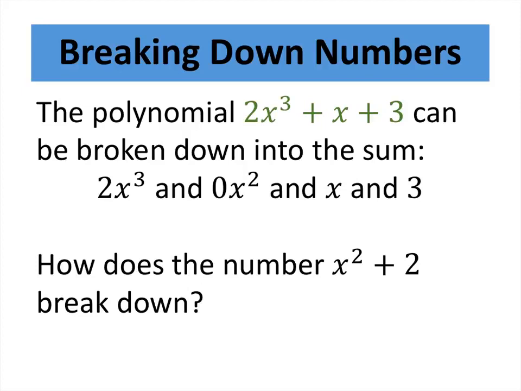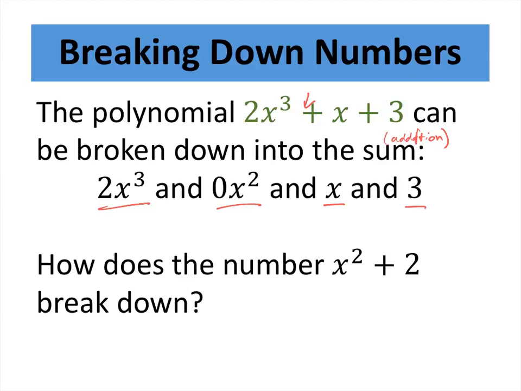So if I have the polynomial 2x to the power of 3 plus x plus 3, we can break that down into the sum, sum being addition, of 2x cubed plus 0x squared. Notice there's a missing x squared, and a single x, and then a 3.